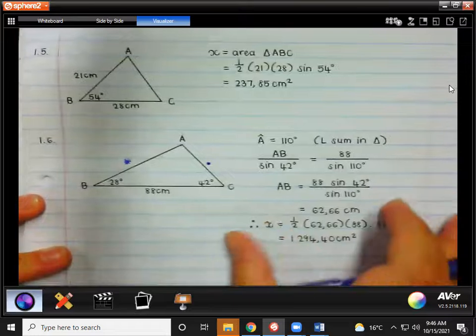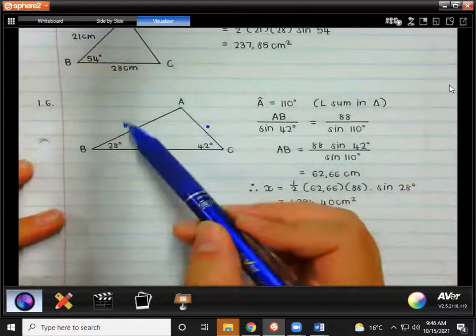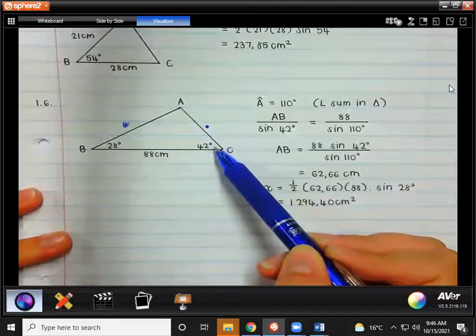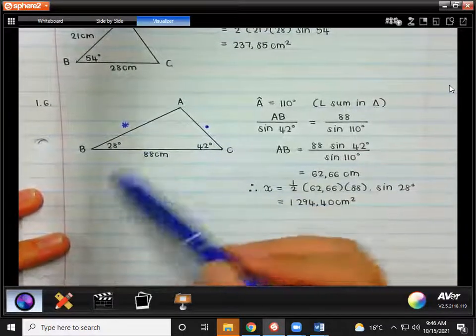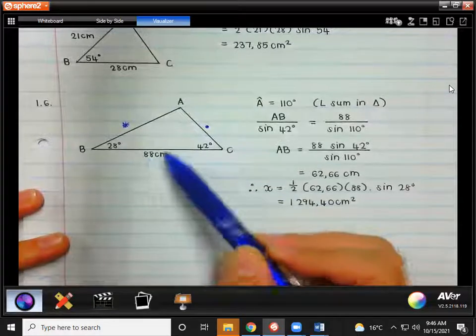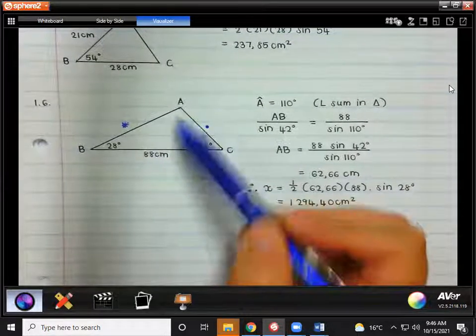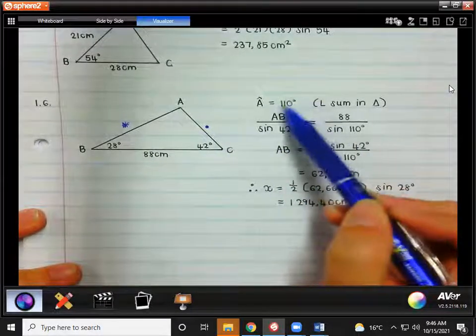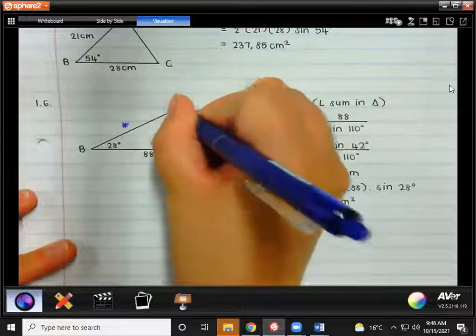So there were two possible solutions for this. I'm just going to explain quickly how I found AB. AB is this side. I have the angle opposite to that side. If I want to use sine rule, I need another pair of a side and its opposite angle. So I have this 88. I don't have the opposite angle, but I can find it easily because I have the other two. So that was my first step, calculating A using angle sum in a triangle. Angle A was 110 degrees.